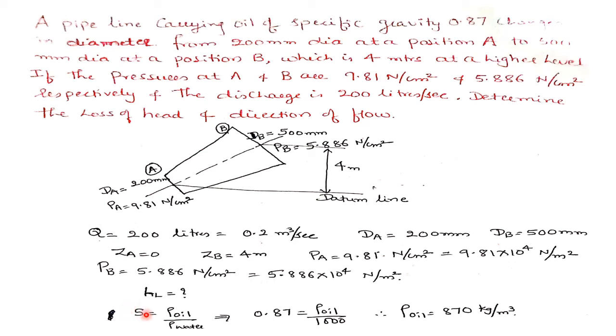The specific gravity of the oil is given. He has not given the density of the oil. With this specific gravity, let us calculate the density of the oil. We know the formula: specific gravity is given by the density of the fluid divided by the density of the standard fluid. The standard fluid is water here. So the specific gravity of oil, 0.87, is equal to the density of oil divided by the density of water, 1000. Therefore, the density of oil is 0.87 into 1000, which is 870 kg per meter cube. Instead of density, he has given the specific gravity of the oil.